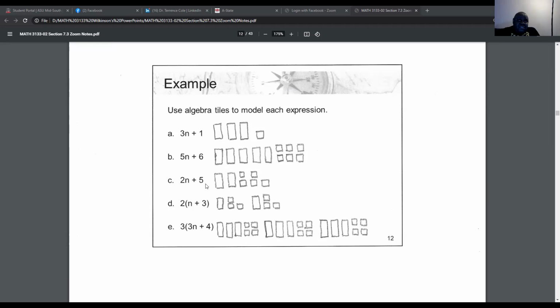Part C, 2n plus 5. The 2n means I need 2 n tiles. The plus 5, I need 5 1 tiles. So that's the representation of 2n plus 5.